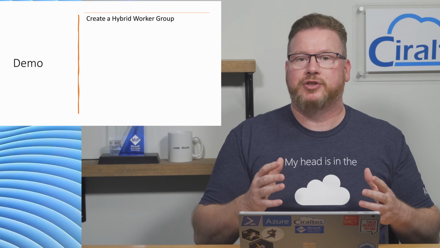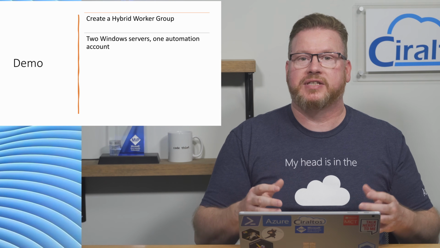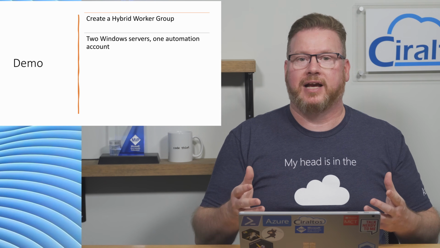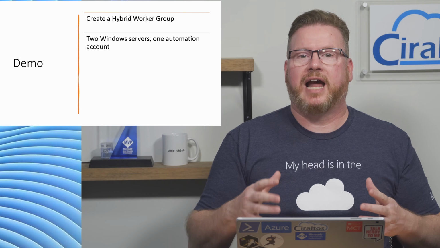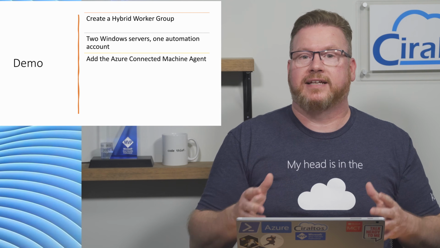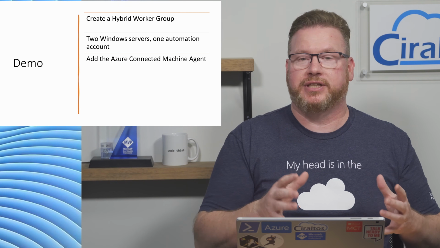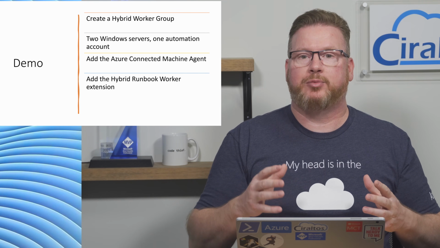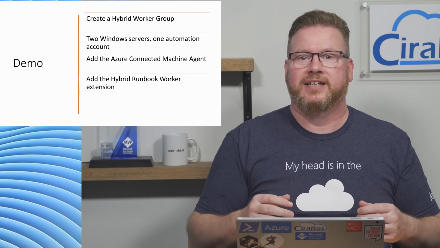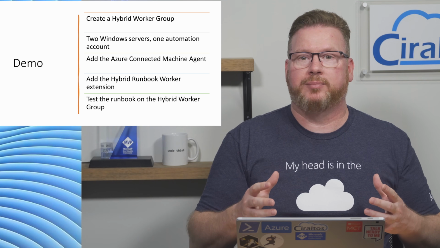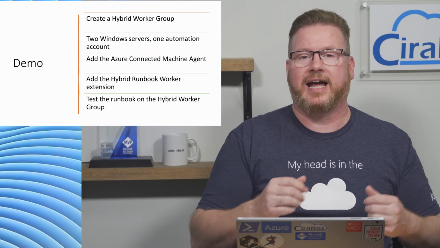The lab has 2 Windows servers on premises and 1 Azure Automation account already set up. To create our hybrid worker group, we'll add the connected machine agent to add the machine to Azure Arc, then add the hybrid runbook worker extension. Finally, we'll test a simple runbook to verify it runs on the hybrid worker.